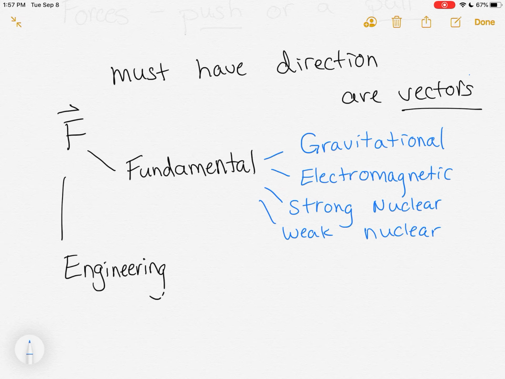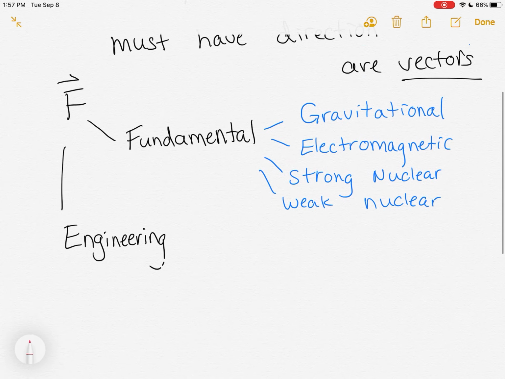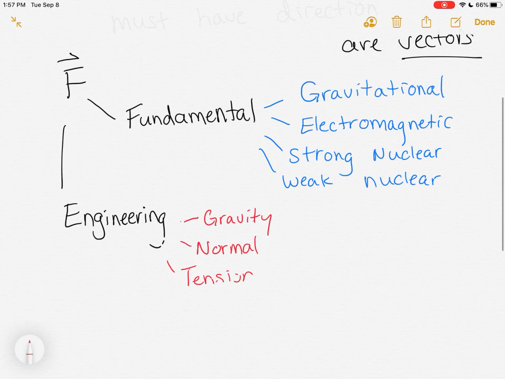All right. So then our engineering forces, which we're going to spend much greater time on in this unit. Some different engineering forces are the gravity force. You may have heard of gravity before. The normal force, and we're going to talk about what that means. A tension force. A force of friction. Or an applied force. We are going to go through each of these forces just to explain a little bit more about them.